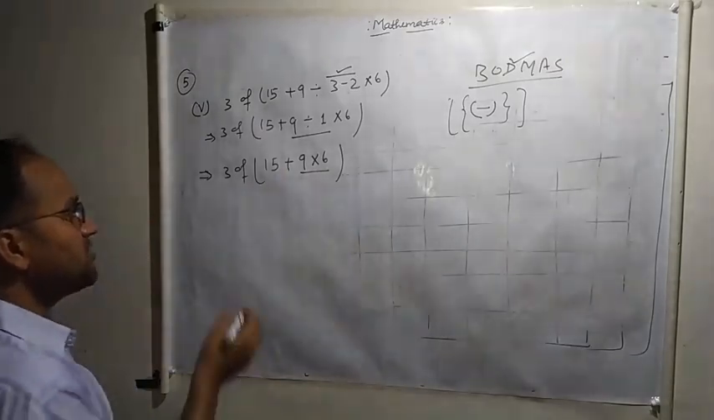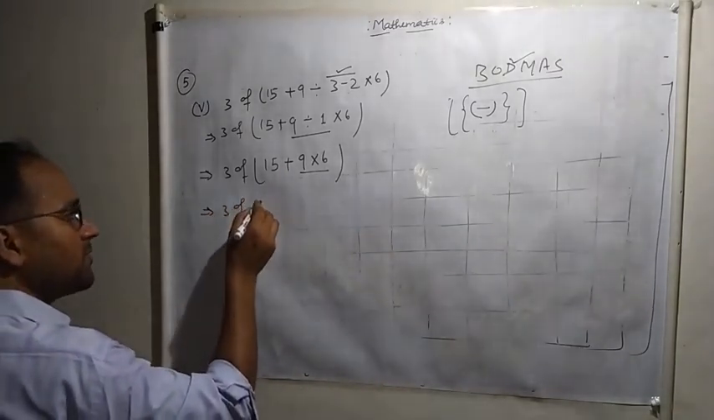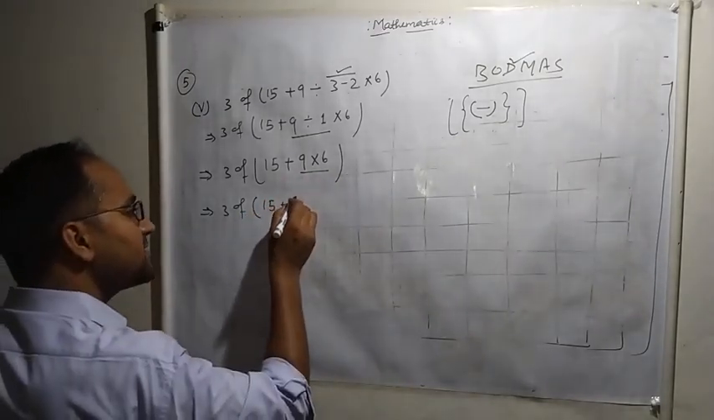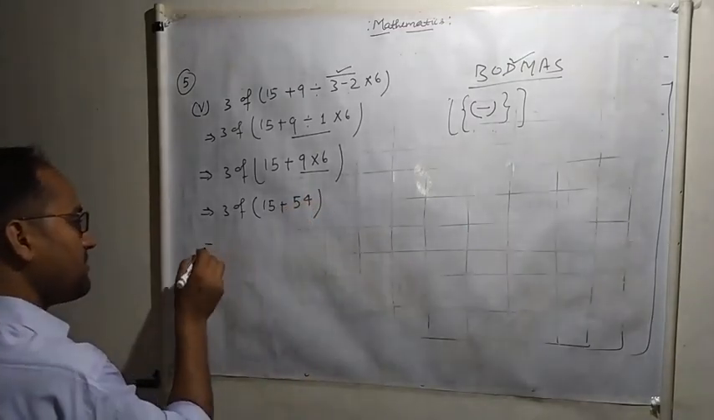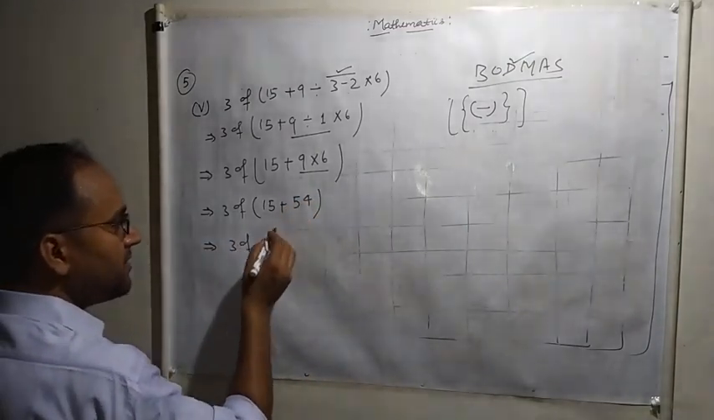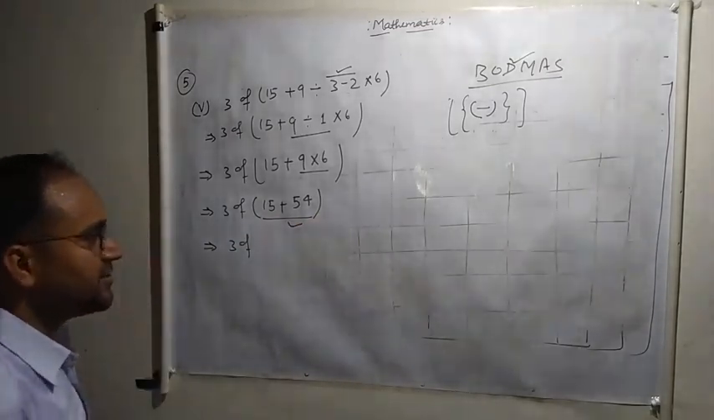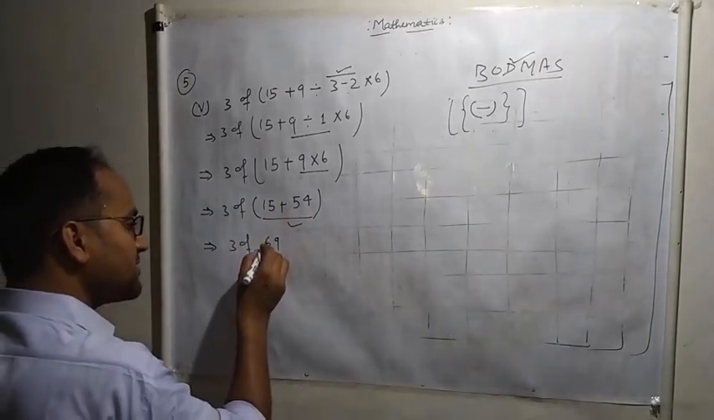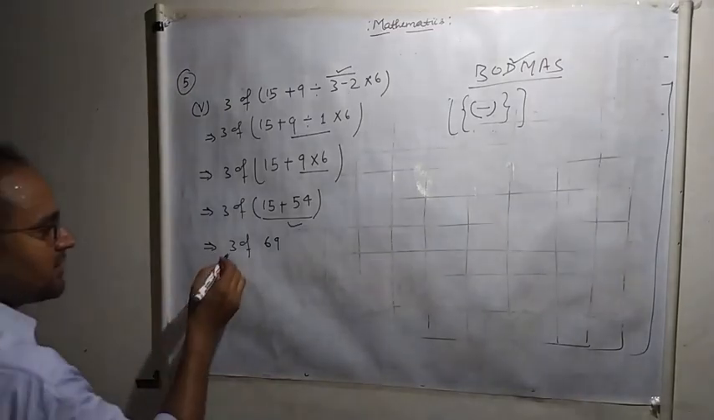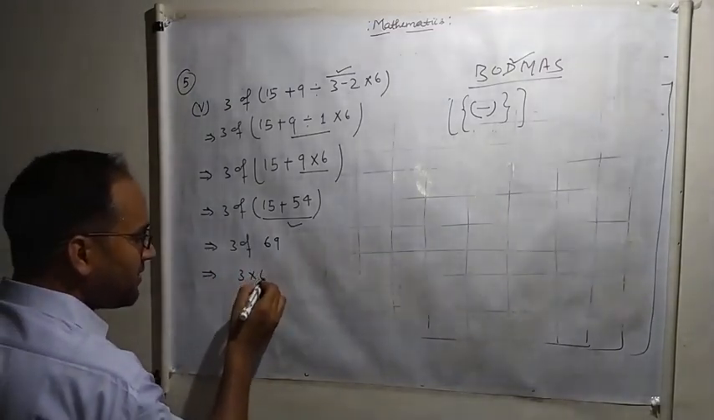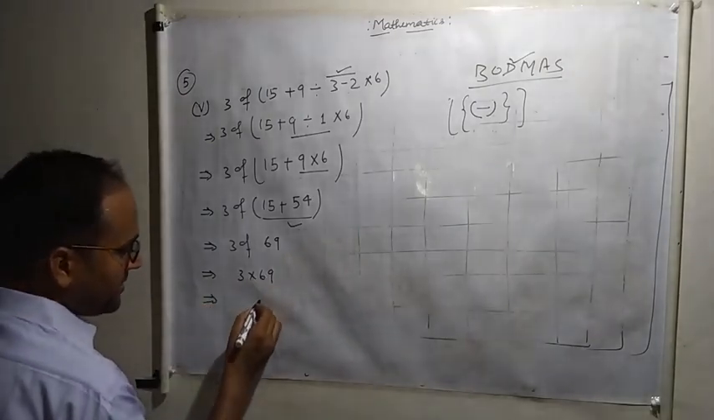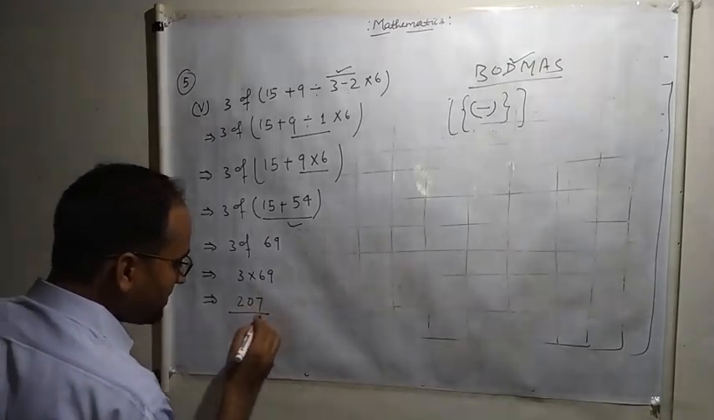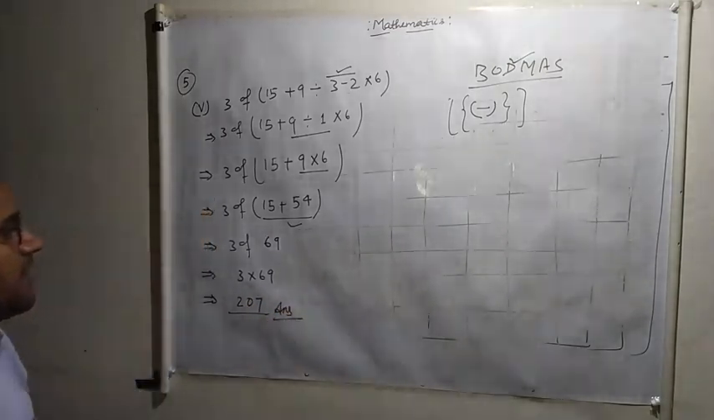So then after multiplication, 3 of (15 + 9 × 6), 9 sixes are 54. 3 of (15 + 54), then after I am going to do this addition. 5 and 4 is 9, 1 and 5 is 6, 69. Then 3 of 69 means that 3 is going to be multiplied with 69. 9 threes are 27, 6 threes are 18 and 2 is 20, so 207 is your answer for this simplification.